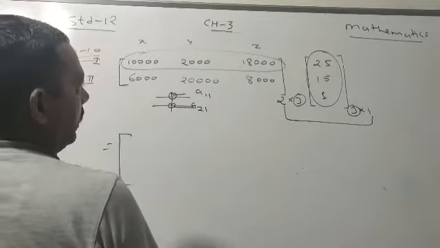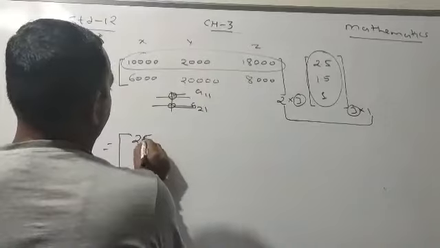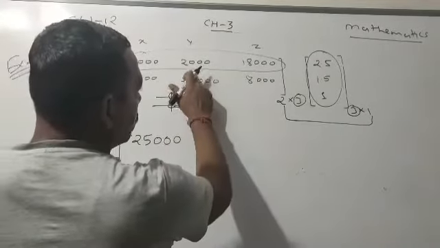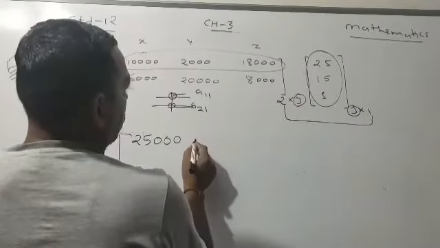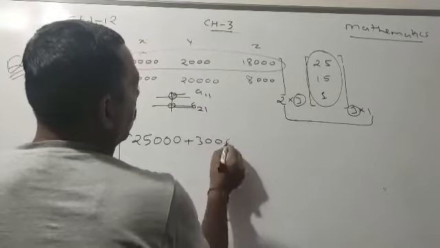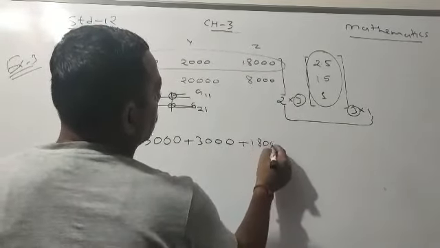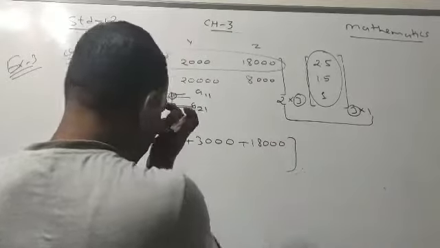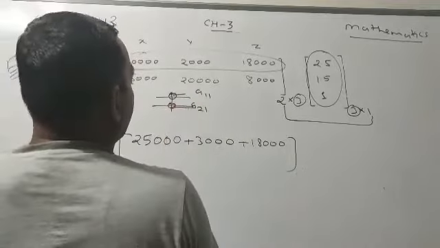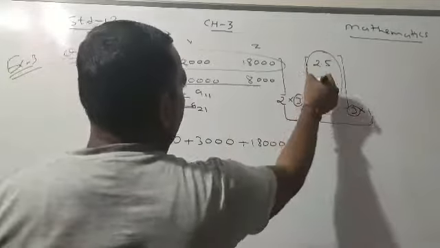So the product is like this. 10,000 with 2.5, that is 25,000. 2,000 with 1.5, that is 3,000. And 18,000 with 1, that is 18,000. This is my first entry. As I told you, there are only 2 entries. So the first entry is this. Now the second entry is second row and first column.